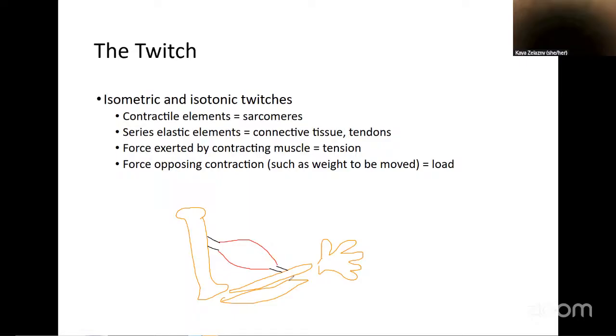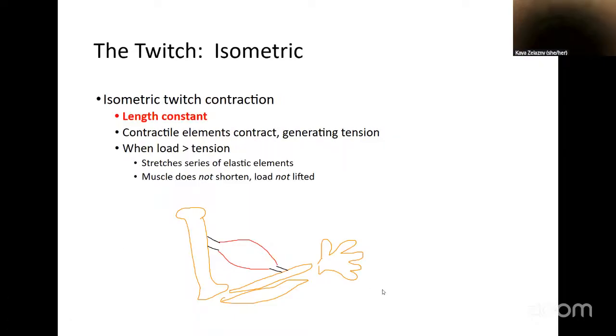And so that's going to be the difference between our two types of twitches, is this relationship between building tension and actually moving a load or not. Okay. So when we talk about an isometric twitch, or if you're talking about an isometric exercise, we're going to think about starting out with a muscle where this length is staying constant, right?